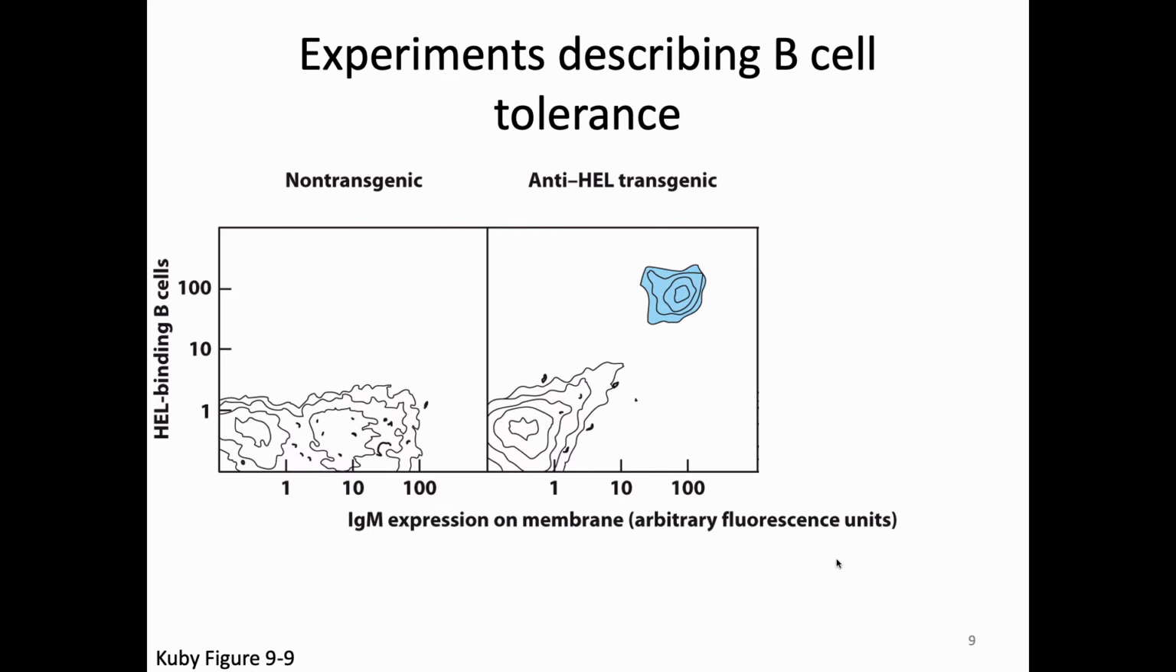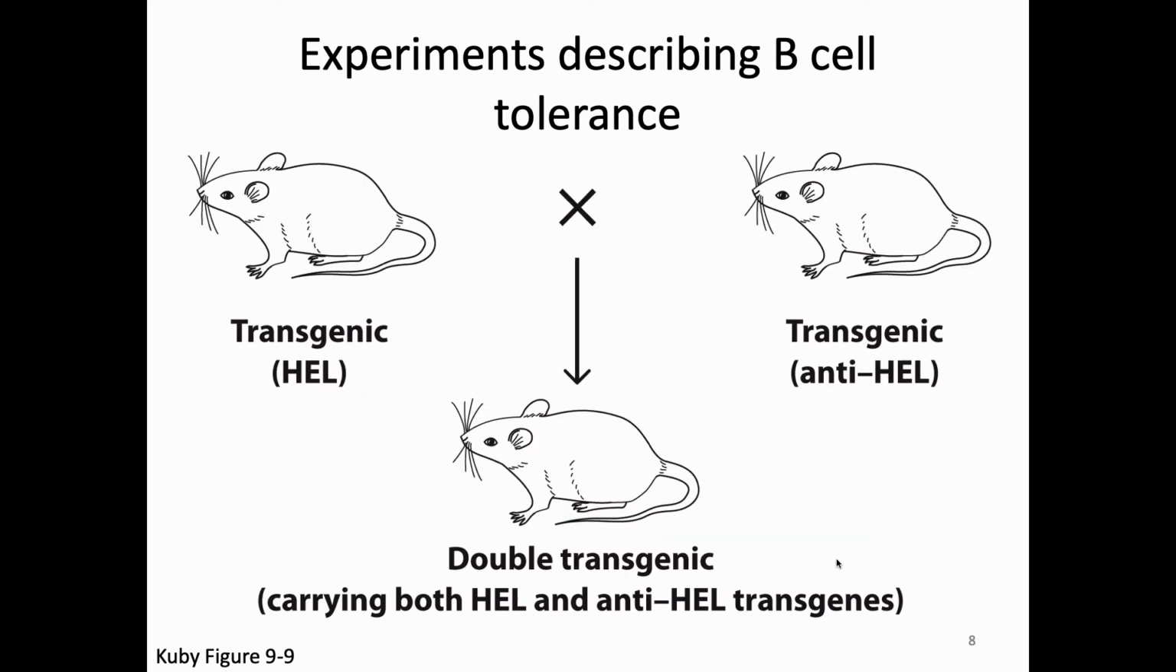But this mouse is fine in the lab because it has 100% of its antibodies binding to some random chicken protein. And it is a mouse, not a chicken. So it does not care. And so the key question in this experiment is what happens if you take these two mice and you breed them together to make a progeny mouse.